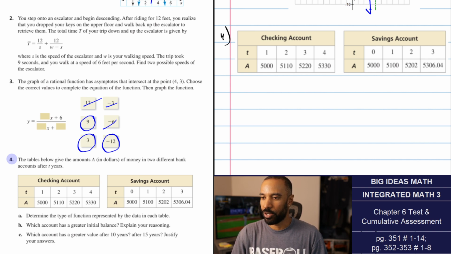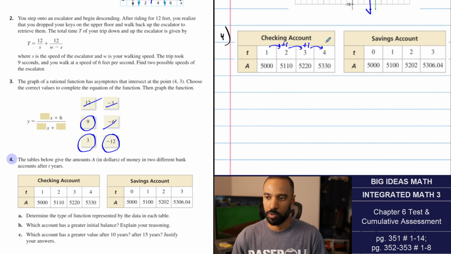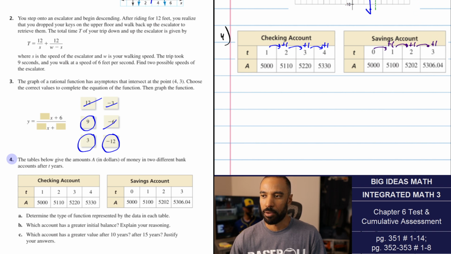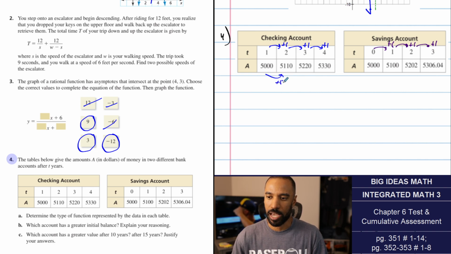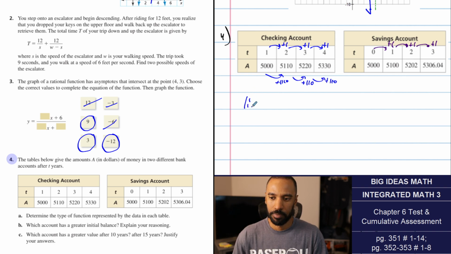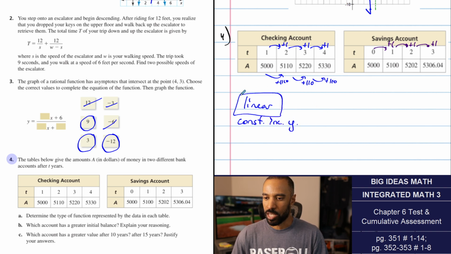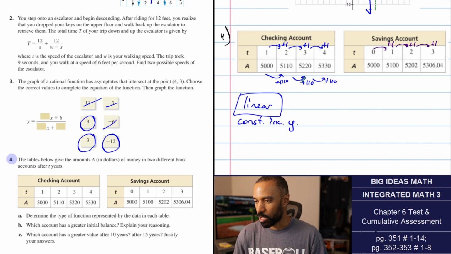This one has a linear increase as t increases by 1, adding 1 each time. And that's going to be the same for this one, of course, as well, right? As t adds 1 to each of these, what's happening with A? The amount over time. This one is adding, it looks like 110. So that's linear. So the first one is linear. Explain your reasoning. It's a constant increase on y. Constant increase on y.